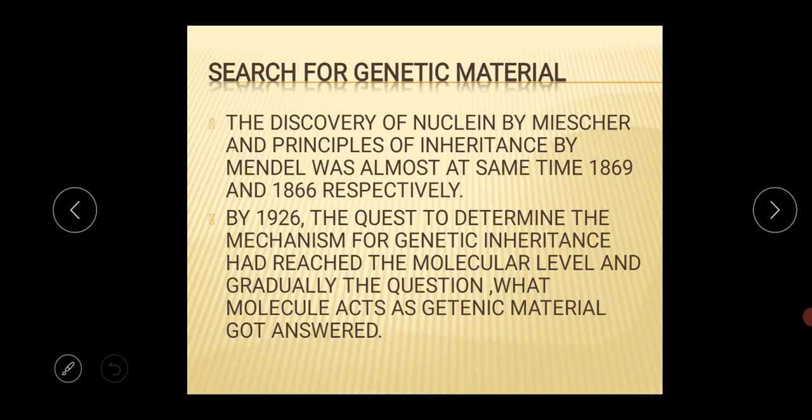The next topic is the search for genetic material. The discovery of nuclein by the scientist Miescher, and the principles of inheritance by Mendel, were almost at the same time, in the years 1869 and 1866 respectively.